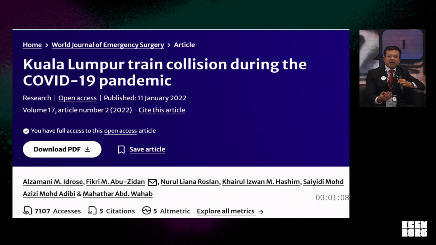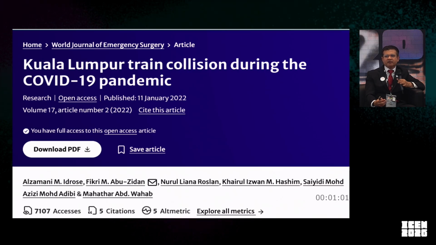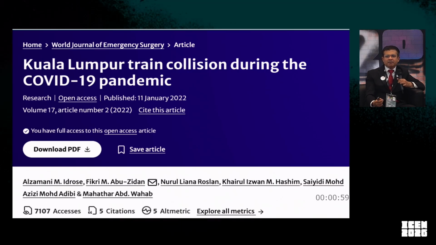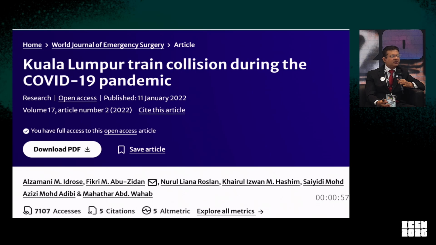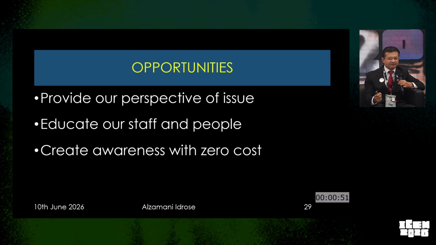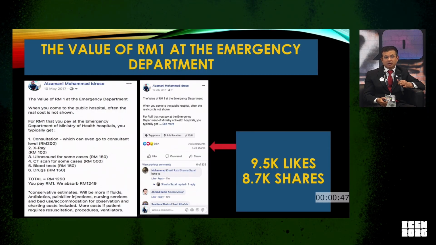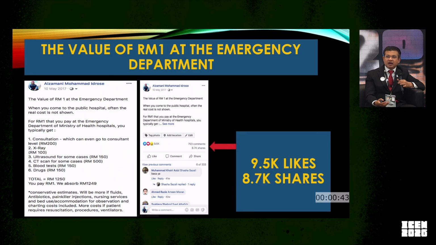Well done. But I've got to tell you, when you publish in a journal, it is void of emotions, of your anxieties, of what you're afraid of, your scares. But when you capture it on social media, you can incorporate all that, and that's real. So these are opportunities for us to give perspective on the issue, to educate our staff, to create awareness at zero cost.